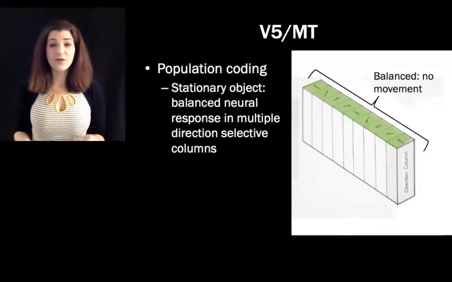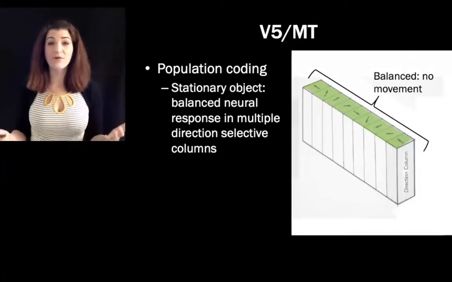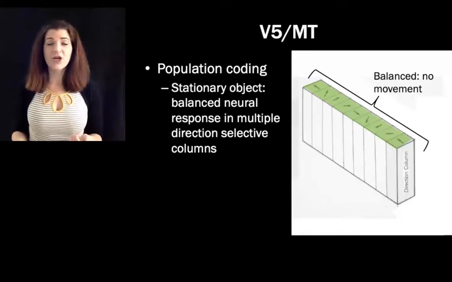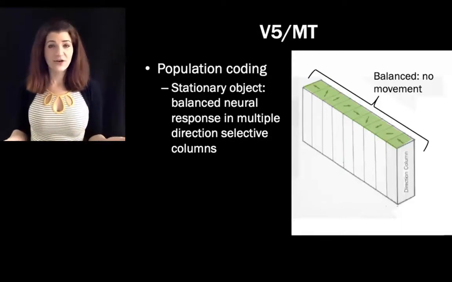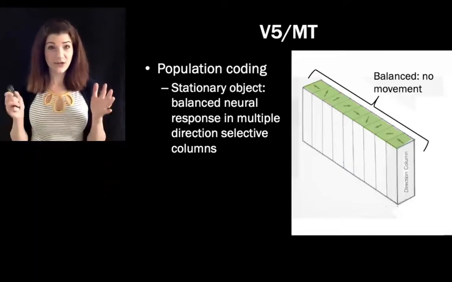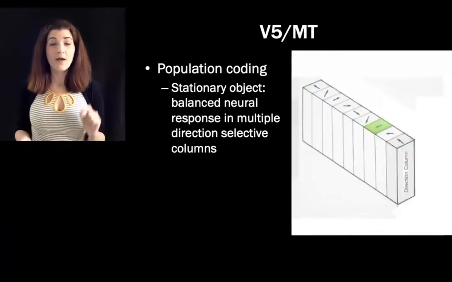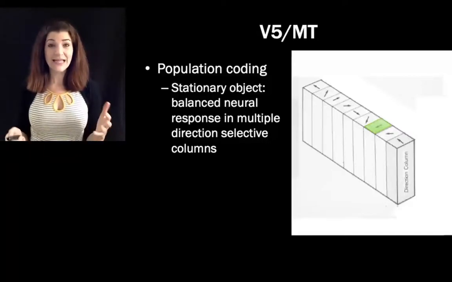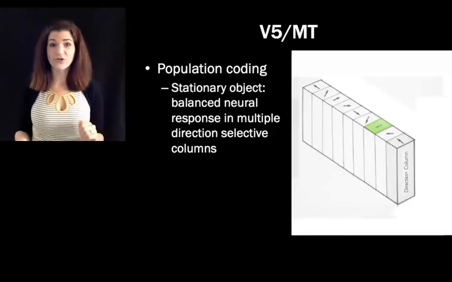So, for instance, if you are looking at something that is not moving, if you're looking at a still image, you're going to have balanced activity in all of the different columns of V5. So they're all going to be firing at their baseline firing rate. They're all just saying, yep, no, nothing leftward. Anything rightward? Nope, nothing rightward. All right, so they're just firing at baseline. But if you have more activity in one of those direction selective columns in V5, that indicates that there is motion in one particular direction.